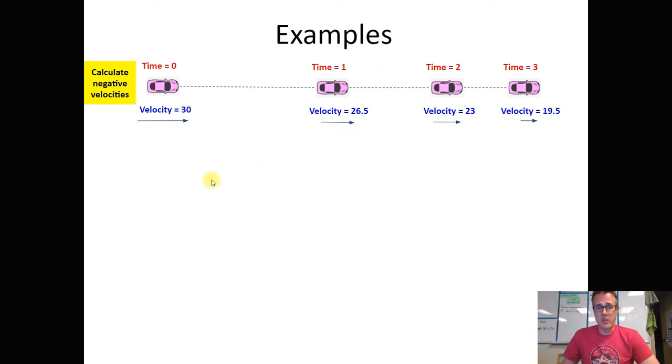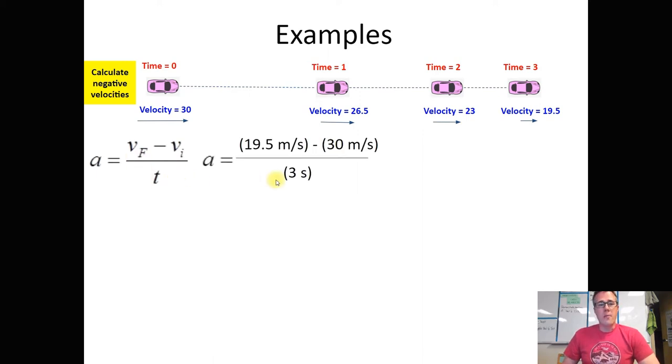It's just that we should expect a negative number when we're done. That'll tell us if we've done things right. Like always, we're going to start with our equation and then substitute in the things that we know. So the final velocity in this case was 19.5 and the starting velocity was 30.